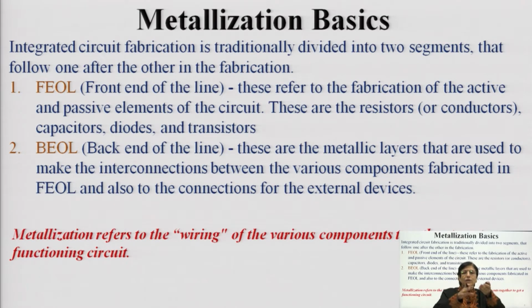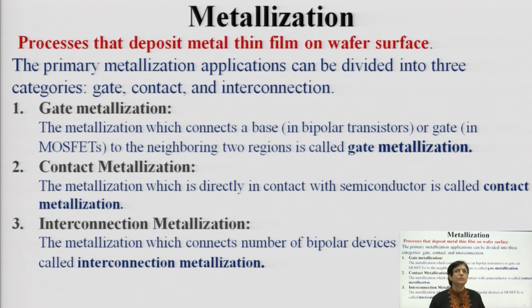That means, in the front end you define the components, and interconnection is established once these components have been individually fabricated. Now, this interconnection, both within the IC and external to the devices, is the job of metallization. This is basically a process where we deposit a thin film of metal on the wafer surface. Primary metallization applications are divided into three categories depending upon their suitability as far as the device area is concerned.